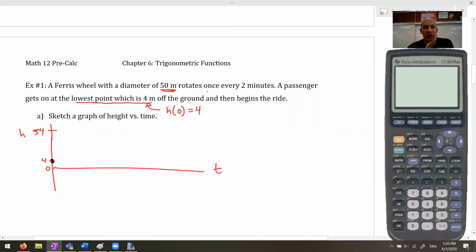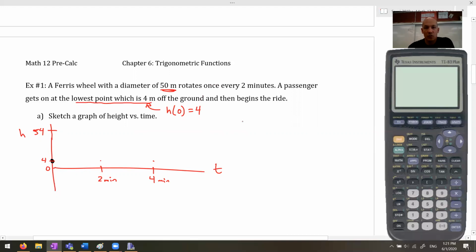Okay, so anyway, it rotates once every 2 minutes. So that means at 2 minutes, you're going to be back here at 4. And at 4 minutes, you're going to be back here at 4, and so on. They get on at the lowest point, which is 4 meters, and then they get to ride. So sketch a graph. We just have to put the rest of this together.